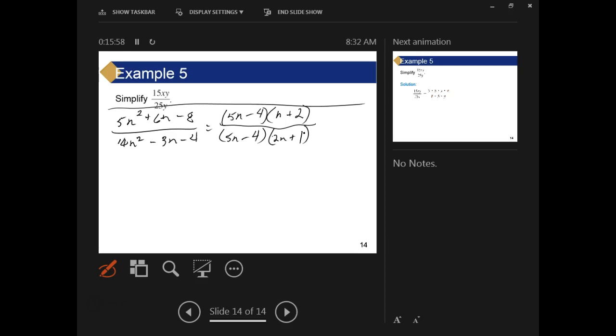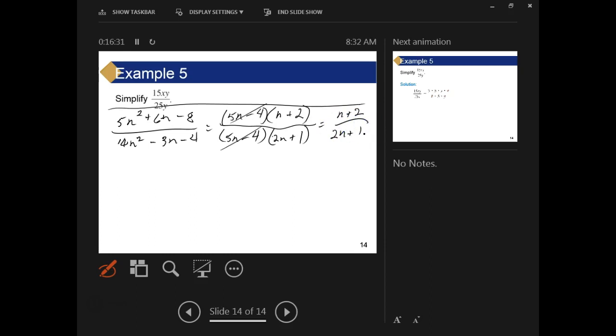5n times 2n, 10n squared. 5n times 1, 5n. Minus 8n. Negative 3n. Look at that. And then minus 4. Got it. Now what can we do? Divide out the 5n minus 4, and that gives us n plus 2 over 2n plus 1.